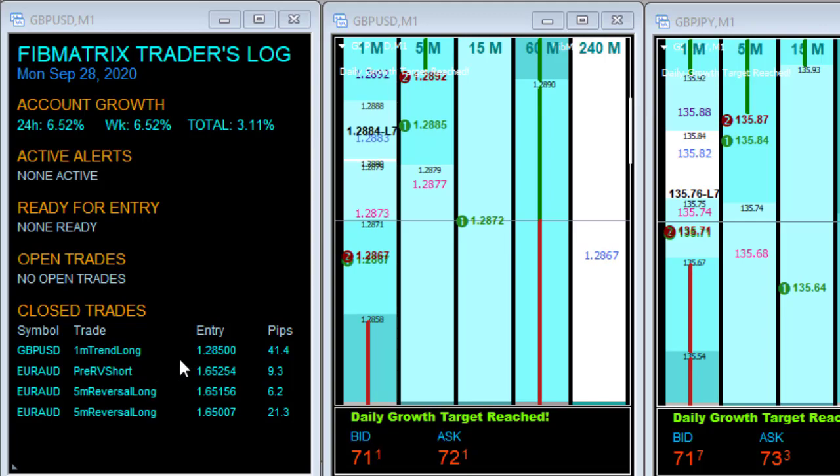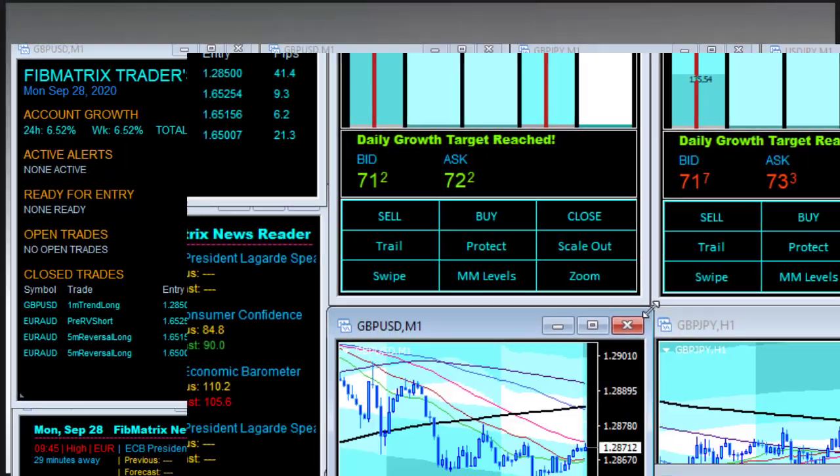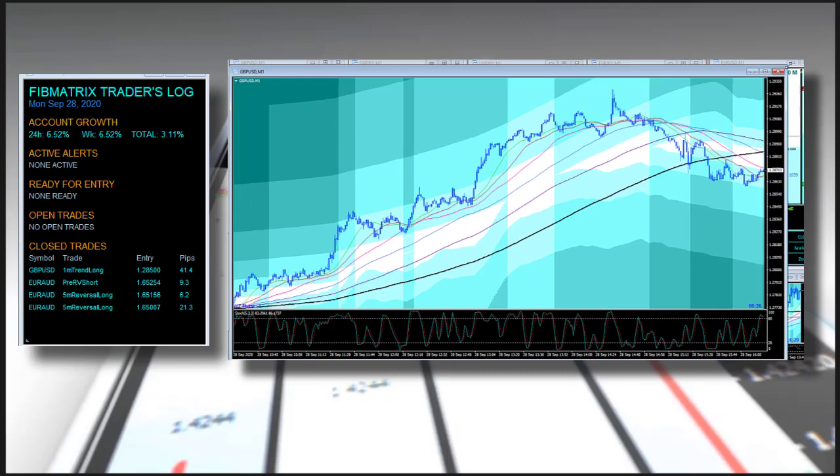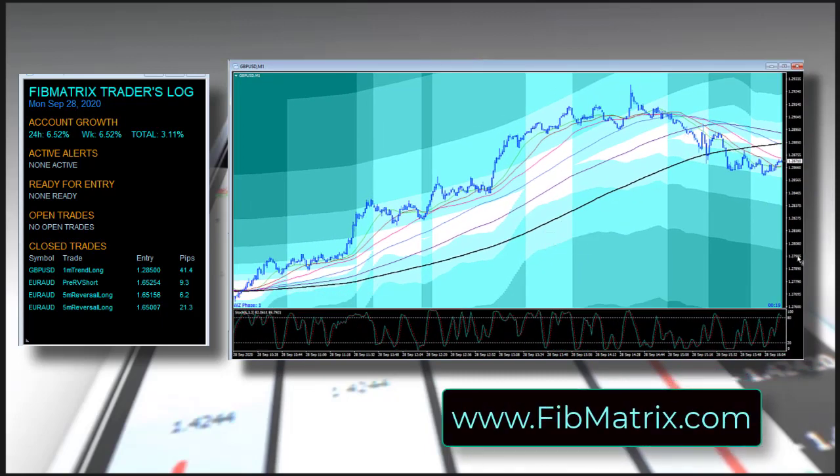So, 1-minute trend at 128.50 on pound dollar. Yeah, you can see that. 128.50, that's around here. So here we go, this was it. Nice move. How high did it go? We got 40 on it, so that means it went up to 128.90.